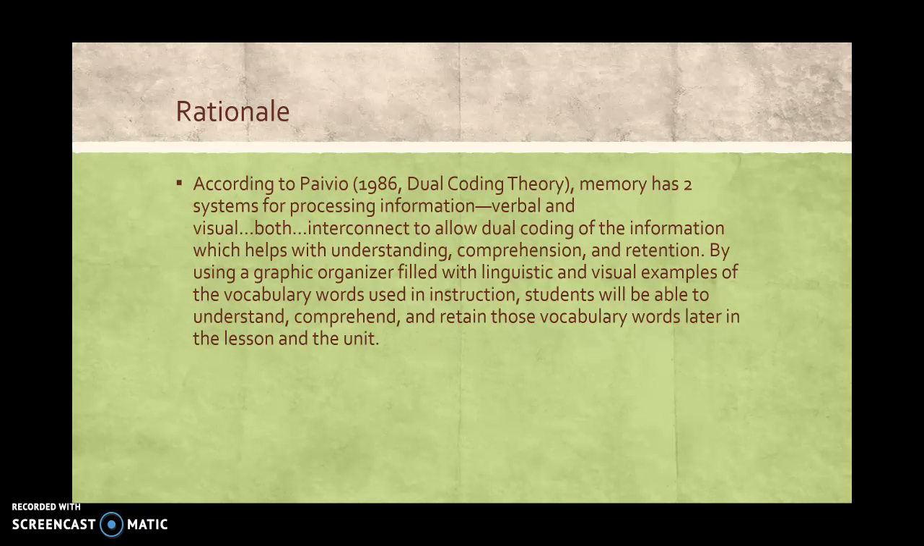So my rationale is one that I have used before. I actually used this for my unit plan, and I decided to break it down a little bit so it would make sense for this project.